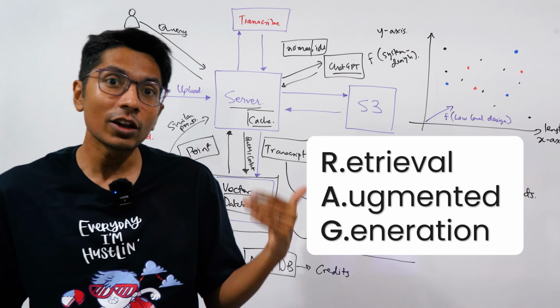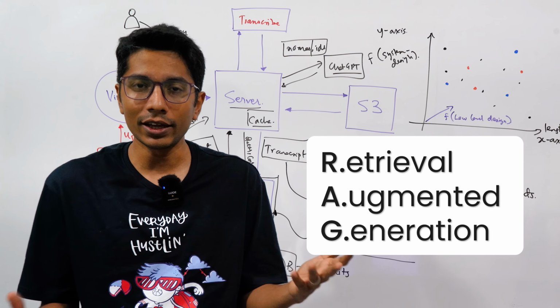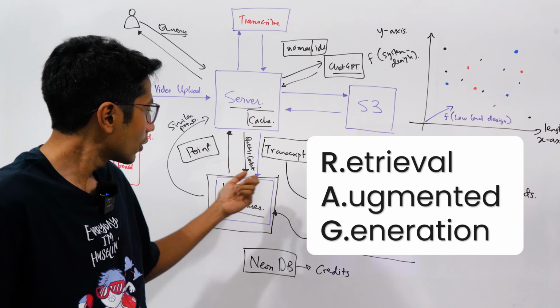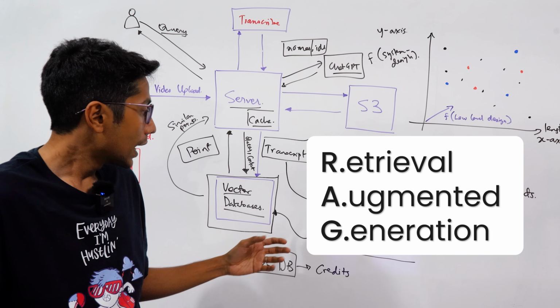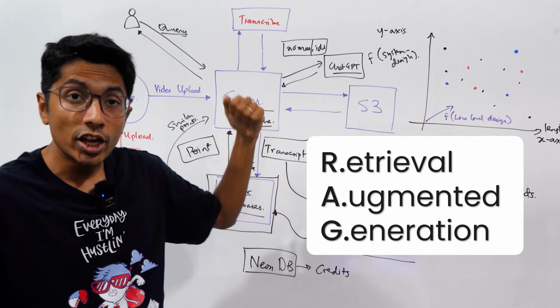This is called retrieval augmented generation, RAG. This is becoming very popular now in the AI world. The basic idea is that you retrieve context from vector databases which store similar content. Then you can augment this query with context. The final step is generation.